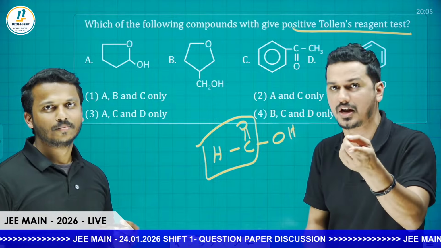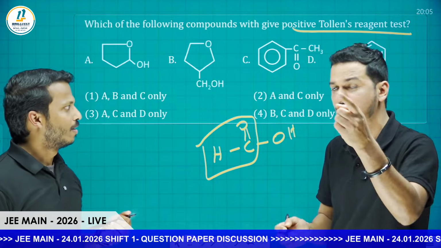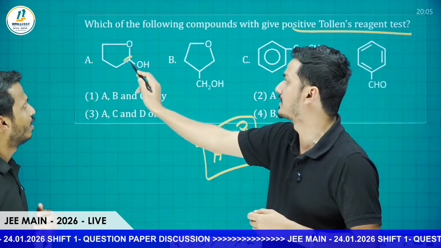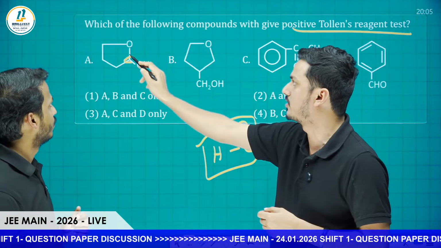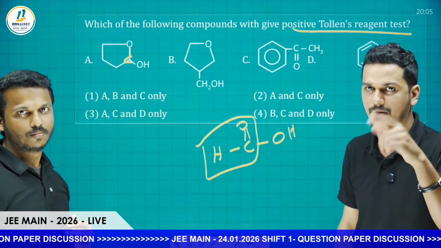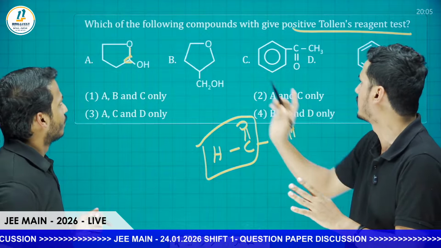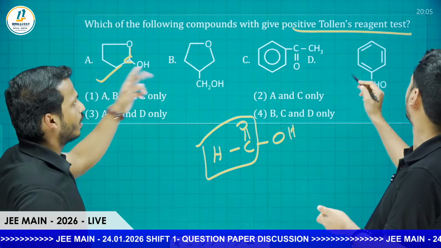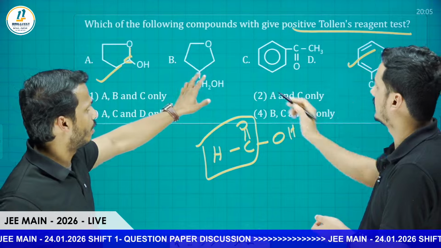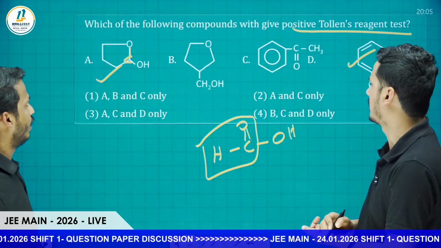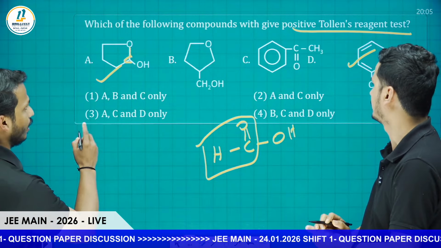Other than that, one more thing you learn in JEE classes: the hemiacetal group, where a carbon is connected to an OH group as well as an ether group, can also give it. So which ones are hemiacetal? This one, and the aldehyde also. This one is not a hemiacetal, it's a ketone, which cannot give it. So A and D.